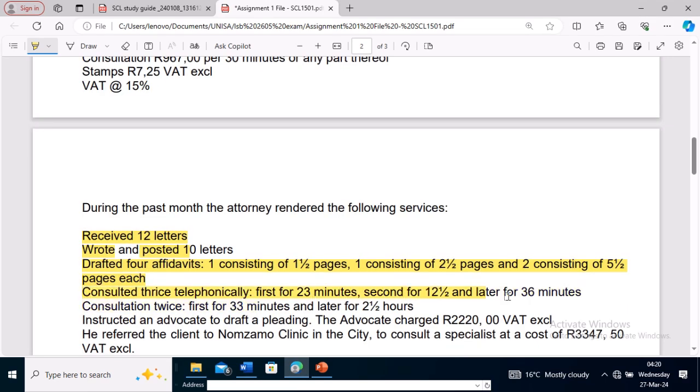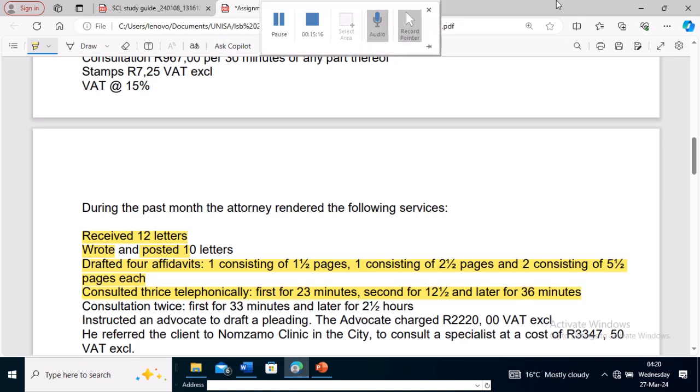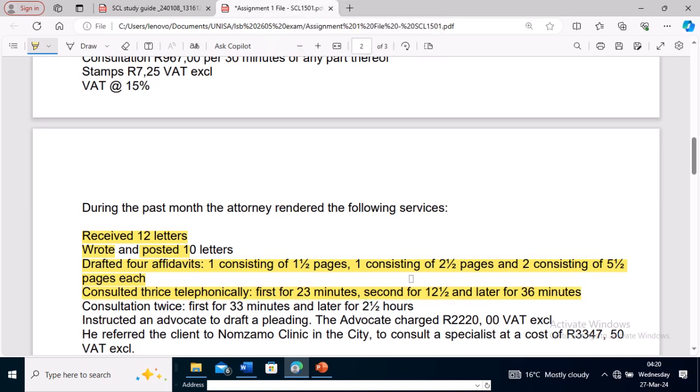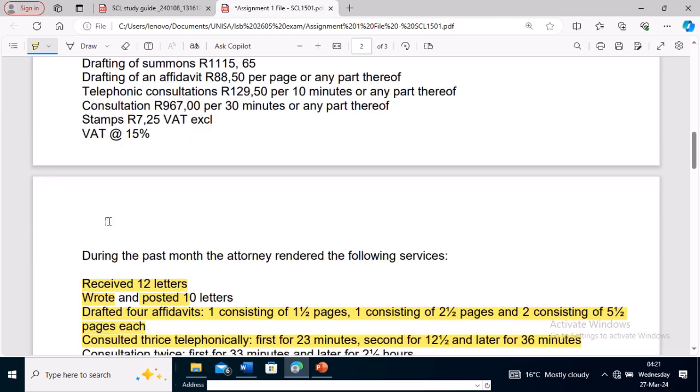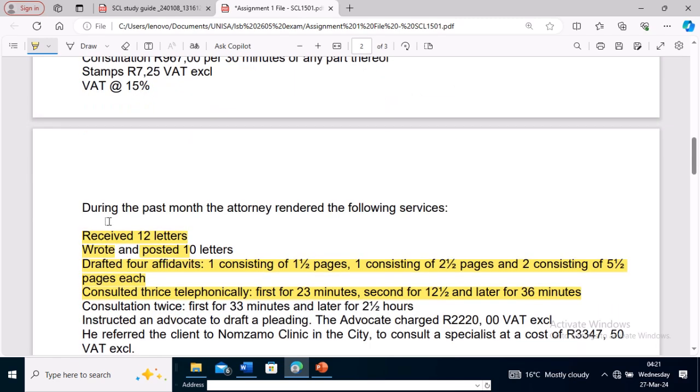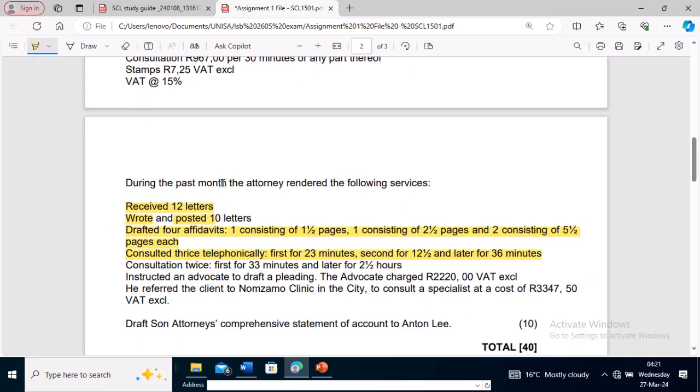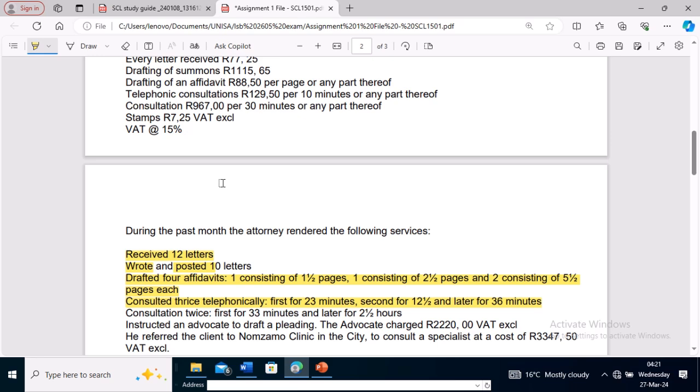Then we go to the next one. Lastly, consultation twice, which means this person consulted twice. So let's check consultation. They say that for 30 minutes or any part, they charge you 967 rand. So the first consultation was 33 minutes.